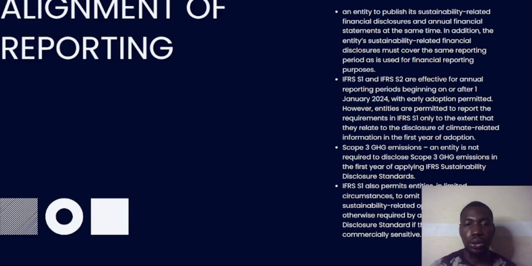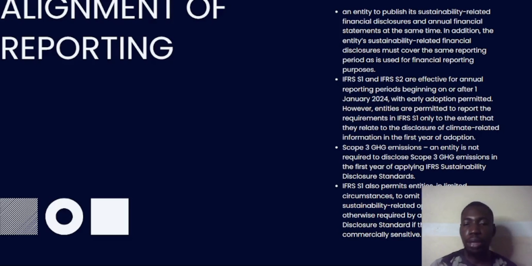You know that we said earlier that IFRS S1 deals with sustainability, but in the first year of reporting, an entity is allowed to consider only the climate aspect of sustainability in its IFRS S1 reporting. So it's a transitional provision to allow businesses to transition smoothly from the current status quo to the ISSB standards. So the entity will still be reporting both standards, that is both IFRS S1 and IFRS S2, but IFRS S1 will be limited to climate-related information.